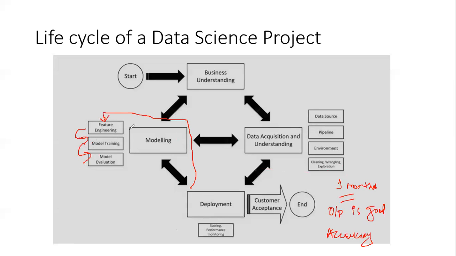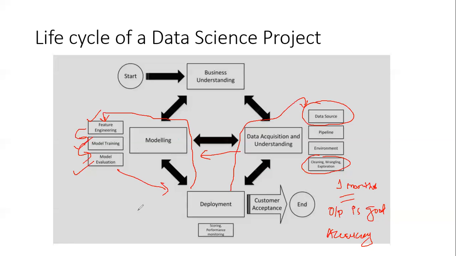But before doing feature engineering, we should also consider the step of collecting the data source. If our accuracy is not good, there may be a possibility that I need more data to train my model. So I may go back to this step and try to collect more data from different data sources. Once I collect it, I follow all the steps: cleaning, wrangling, and exploration. Then I provide my new data to my modeling along with the previous data, and do the feature engineering, model training, and model evaluation. After I do this, I deploy it again.